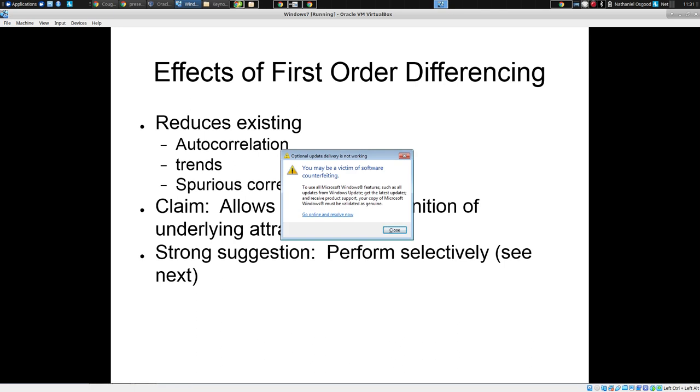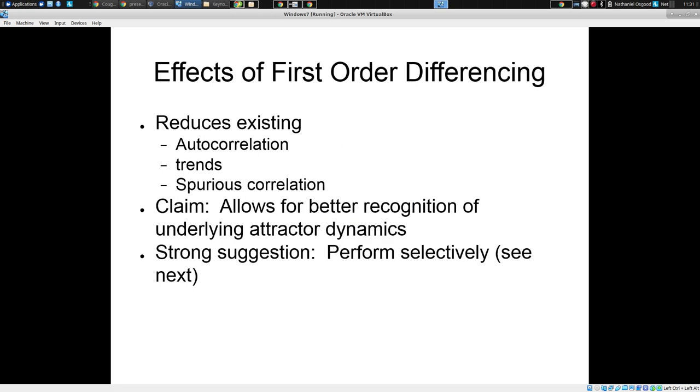So within the sphere of data science, we often talk about autocorrelation being an issue. And one way to deal with that is first differencing. You subtract the previous value from the value at a given time point. Instead of looking at x of t, you look at the change in x of t.